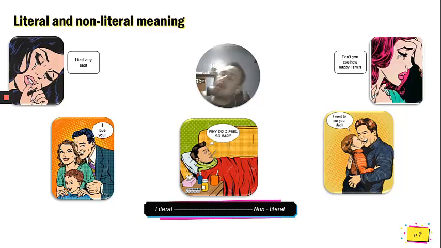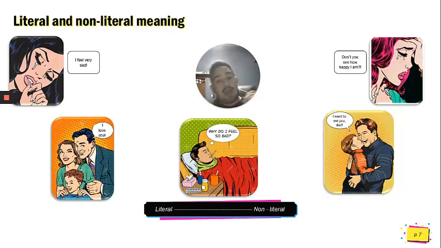On the other hand, when we use non-literal meaning, words have hidden messages or background messages behind the message we are actually conveying. And we can do that for different purposes. For example, in order to be sarcastic, I can be crying and say, don't you see how happy I am? It is obvious that I am not happy at all, but maybe what I am trying to cause in the person who is listening to me is that he or she actually pays attention to me.